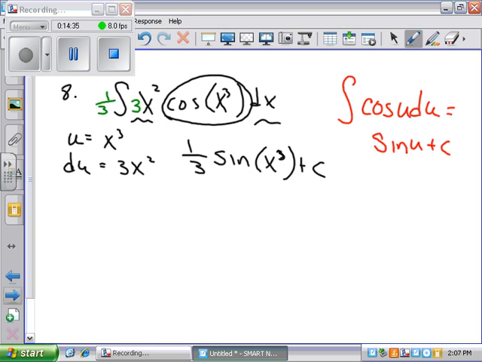And if you don't believe it, you take the derivative of your answer, and you should get x squared cosine of x cubed. Okay? You could always check an antiderivative by taking the derivative of your answer if you want to cheat. Okay. Questions? Oh, thank you. Choice B.